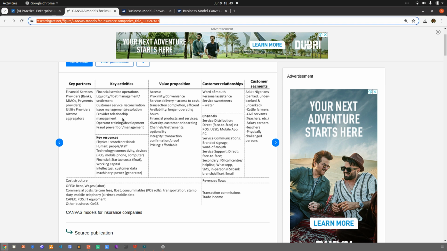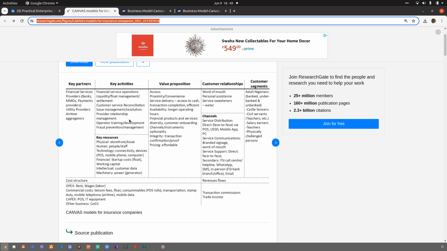And these are the various activities that they're doing to support this business, like financial services, reconciliation, issue management, provide relationship management. Then, of course, they are doing some internal work like operator training, fraud prevention. So again, these are activities that they are doing to work on their insurance. And then, oddly enough, they seem to be selling insurance on kiosk and storefront, something that I've not usually seen, but it is what it is.